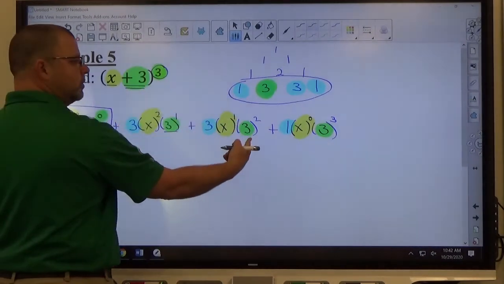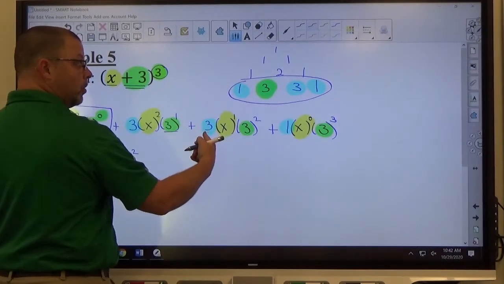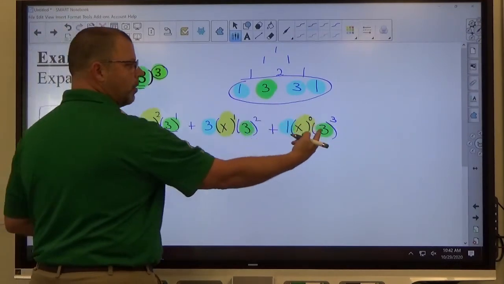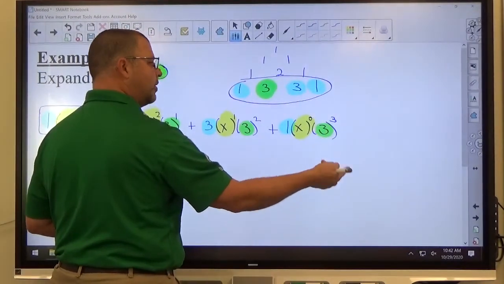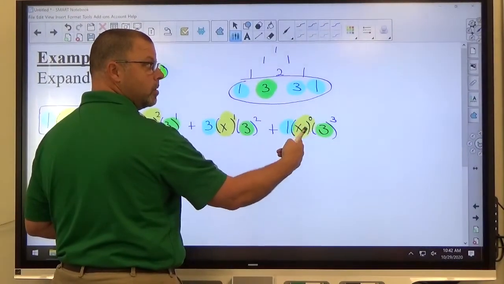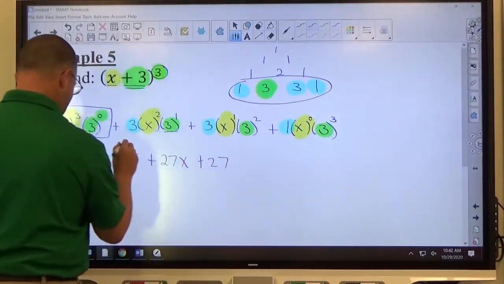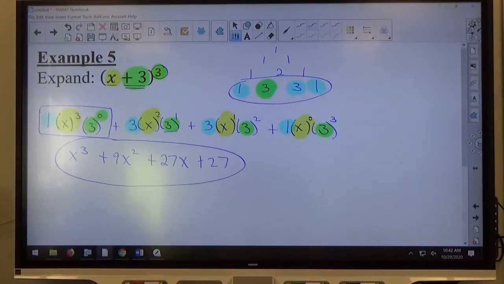What's 3 squared? 9 times 3 is? 27. 27 times x makes plus 27x. And what's 3 to the third power? 3 times 3 times 3, 27. What's x to the 0? 1. So 27 times 1 is 27, and just like that, that's our expansion. That's the answer. Pick the right row, write the correct answer, make the answer pretty. That's how you do it.